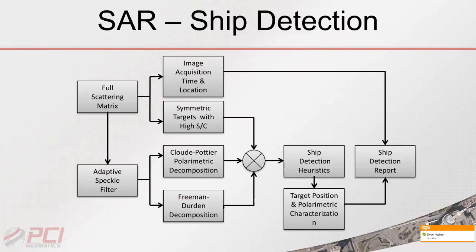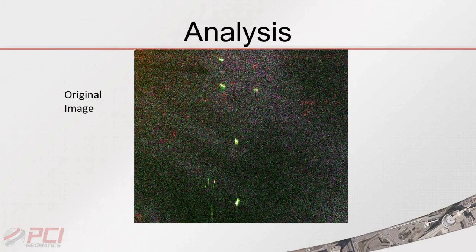So once again, we can take our initial image acquisition. We can run it through some decompositions. We can look at some polarimetric discriminators to identify the particular ships within an image. So just a quick example here. This is an original image that was just in its raw state, and obviously we have some issues here. It looks like we have some ambiguities that are present here.